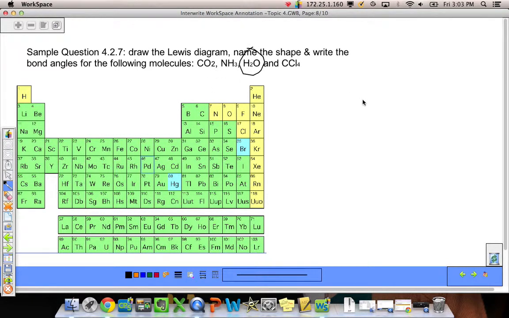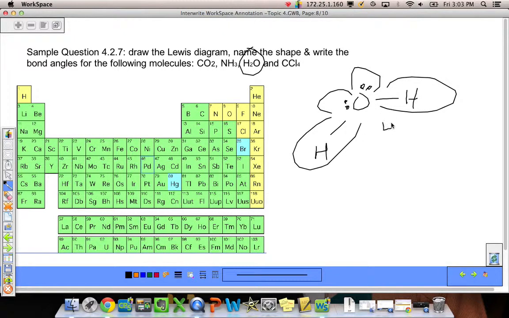H2O is a nice bent shape. We've seen it over and over again. We've got 1, 2, 3, 4 electron clouds, but only 2 bonds. This is bent, or V-shaped is another name for that. Water is kind of special. It has a bond angle of 104 degrees. It's generally a little bit larger for other molecules that are bent.